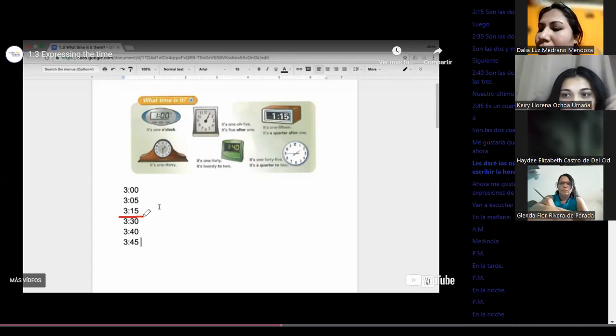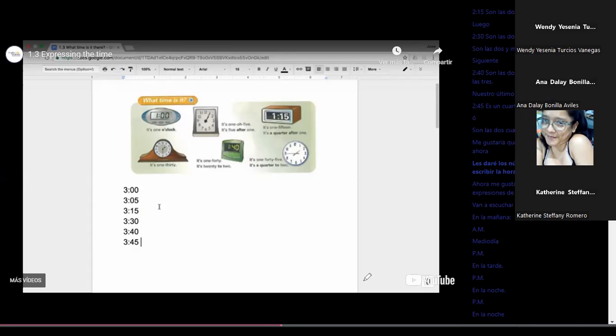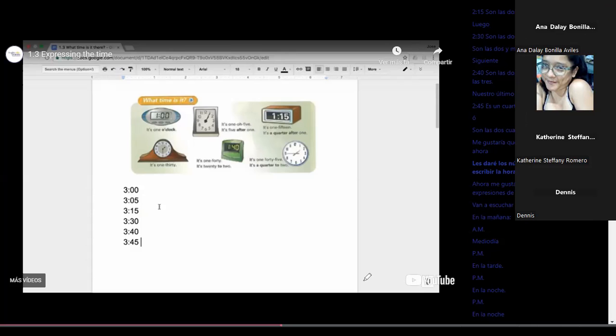¿Y de qué otra forma lo expresamos? Katie o Glenda, Flor? Se puede decir it's 3:15. It's 3:15 or 15? 15, acuérdense, realce del 15. Okay, Denny, what time is it?